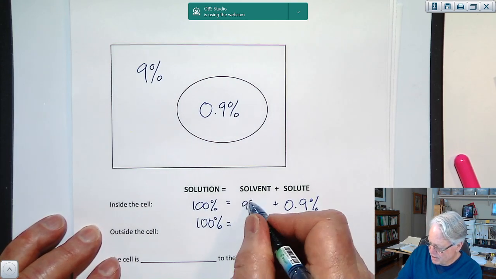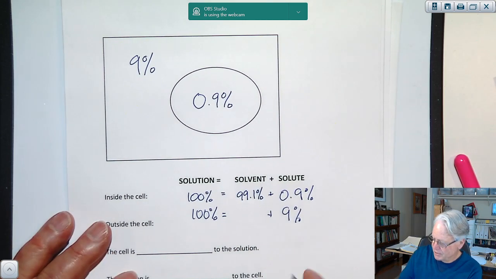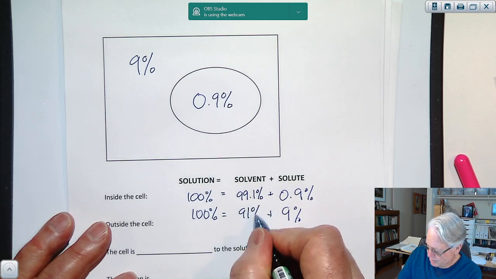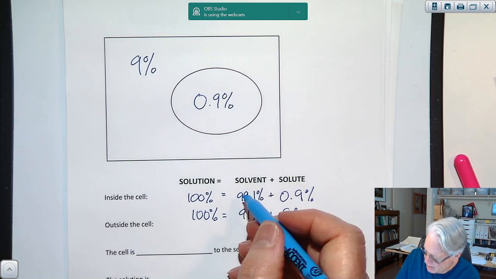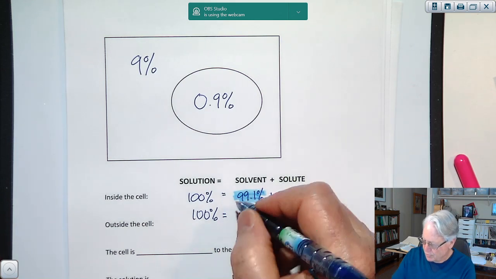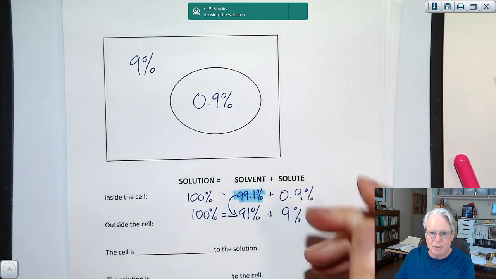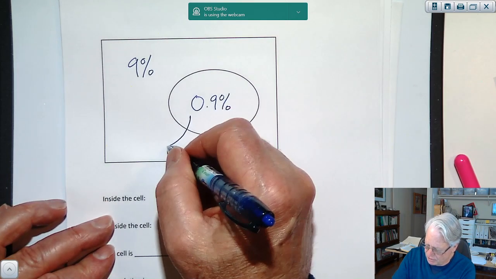So this is 99.1%. And this is 91%. Is there a difference? Absolutely there is. That has a higher concentration, so water is going to move in this direction. It's going to move from inside the cell to outside. It's going to move in this direction.